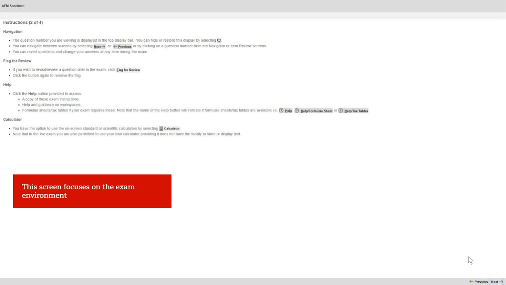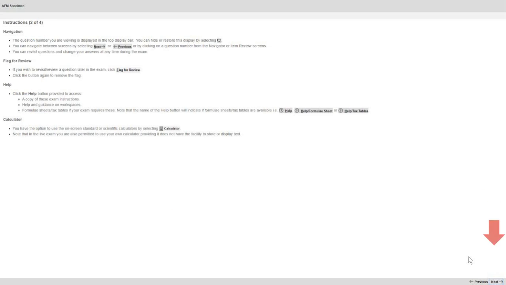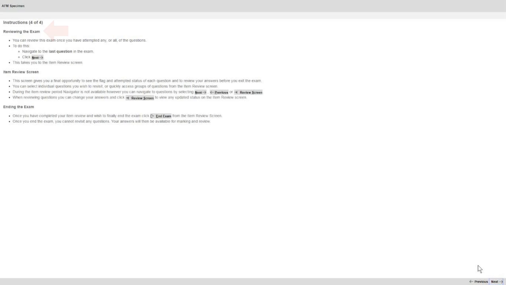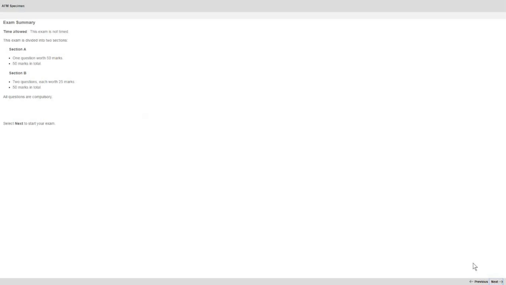This screen focuses on the exam environment, such as navigation, getting help, and the calculator. Let's move on to the next screen. The third screen of instructions gives further information, including accessing the scratch pad. Again, let's move on. The final screen of instructions is about reviewing your answers and finishing the exam. We'll move on one last time. And we've now come to the exam summary screen.